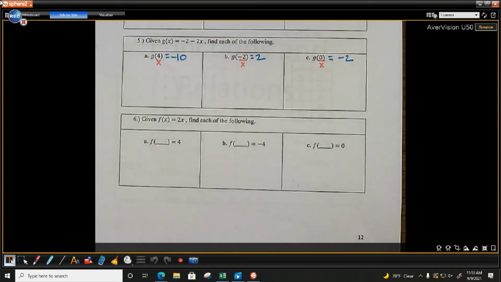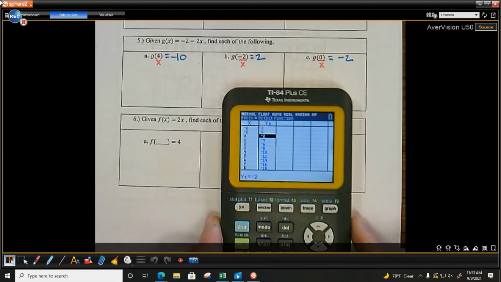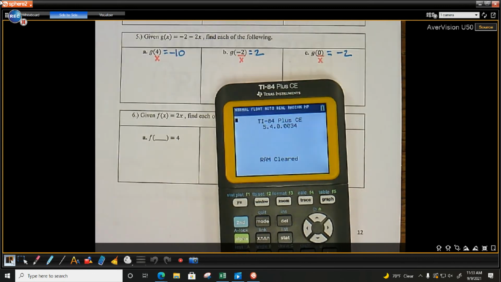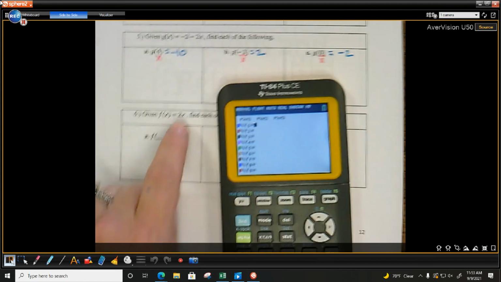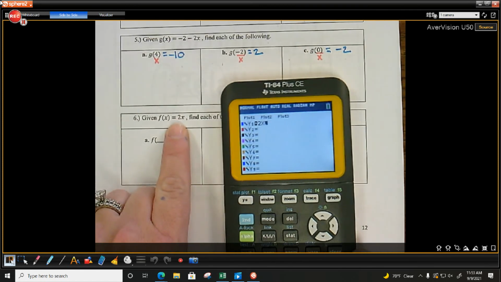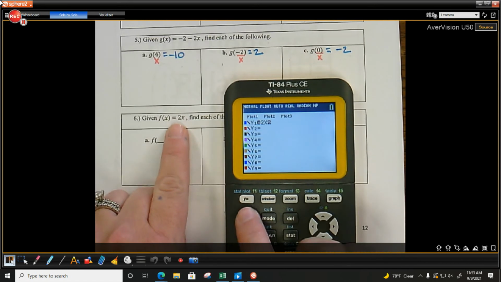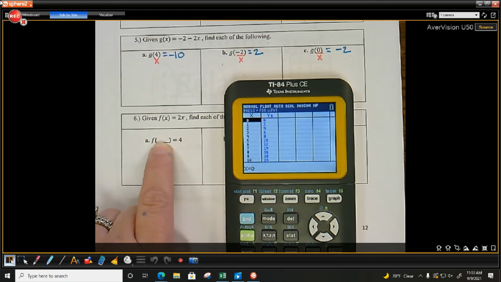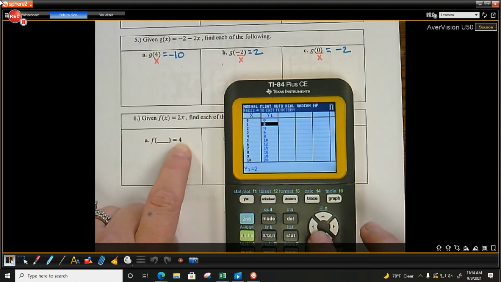Okay? So let's again, second plus 7, 1, 2. Go to y equals, and I'm going to put in 2x. And then go to the table, second table. Now I don't know the x value. It's blank. I'm looking for a y value of 4. Do I see the y value of 4? What's the x value? 2.